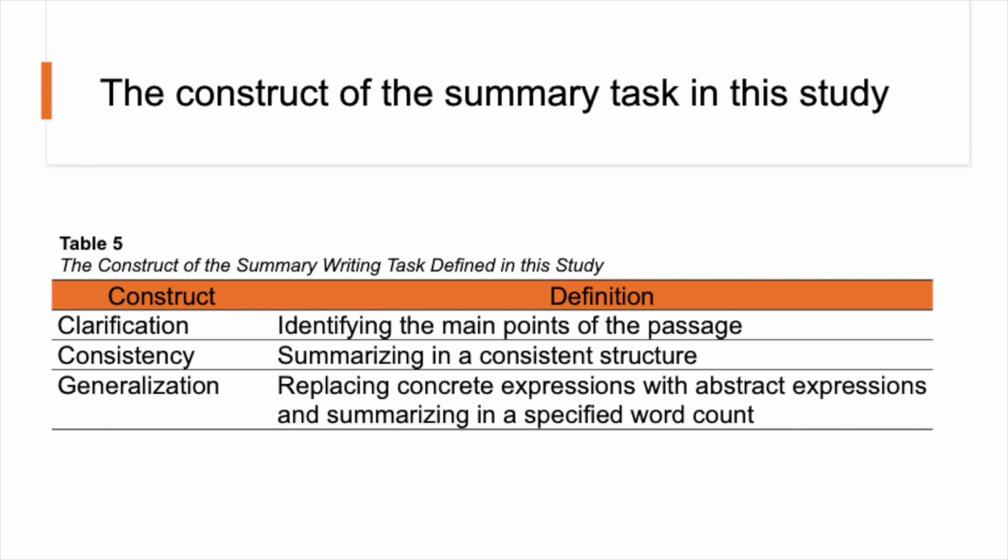Since CT skills and summary skills are similar, we integrated these skills to create the construct of a summary writing task for developing thinking skills. Table 5 shows the construct of a summary writing task defined in this study. The summary task has 3 target domains: clarification, consistency, and generalization.